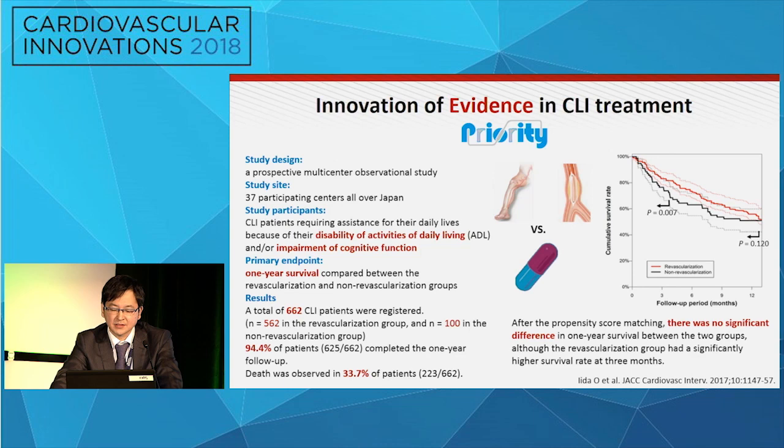At 3 months, the survival rate was 83% in the revascularization group and 76% in the non-revascularization group. This was a significant intergroup difference. However, at 1 year, the survival rate was 55% versus 51% with no significant difference. One-year overall survival rate was not significantly different between the revascularization and the non-revascularization group in poor-risk CLI patients.